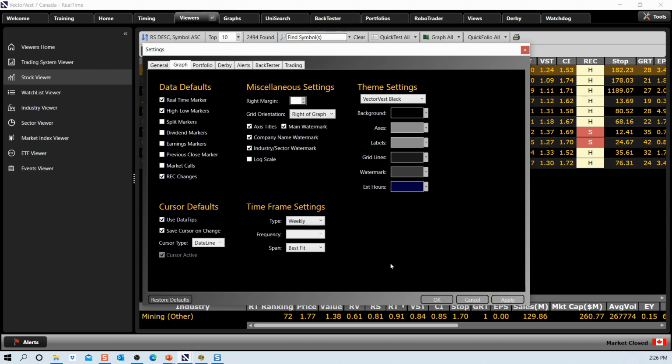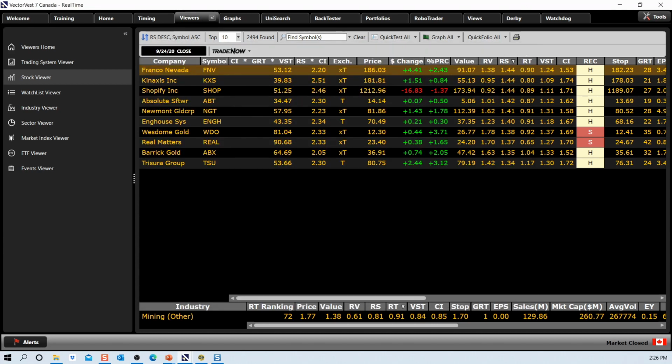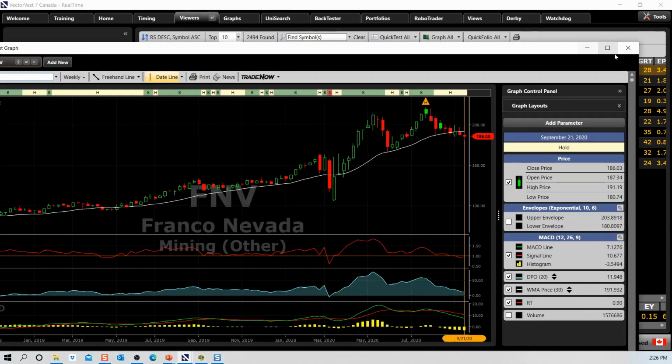best fit. A great starting point once you get your initial analysis of the stock using the weekly graph, then you might bring it into the daily for a faster buy signal. So I'll click on apply and close out, and now my default layout is all set.